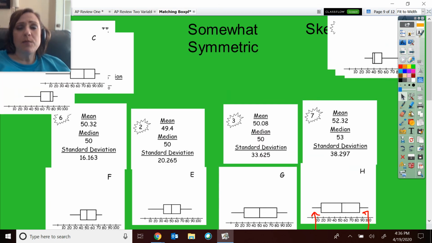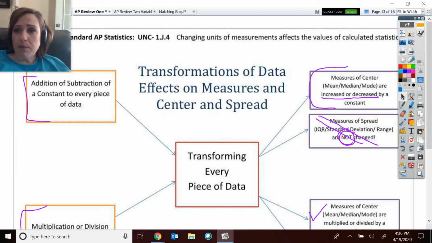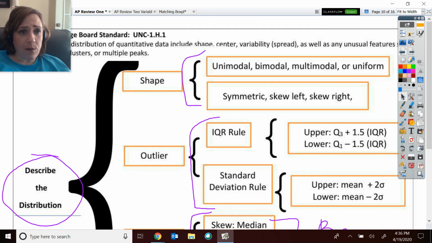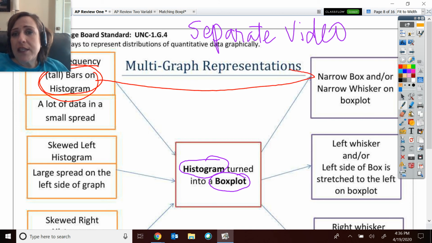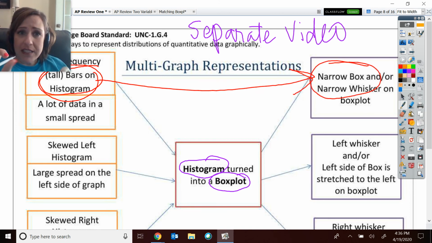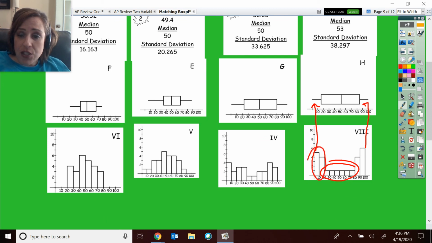All right, so I hope that helped you understand this connection between all of our data that we have in our histograms and how I would say things. We've got these tall bars on the histogram. They went with little narrow boxes or skinny whiskers. See, these tall bars went with little skinny whiskers or boxes. Okay, and that's what we had here. These tall bars went with small whiskers.